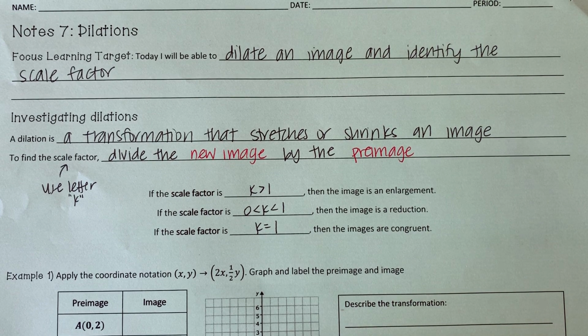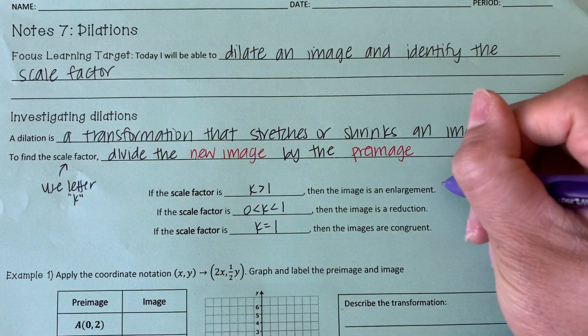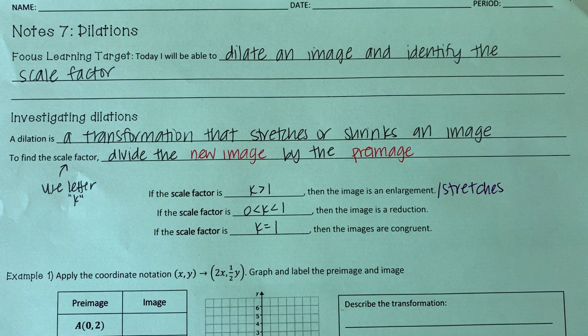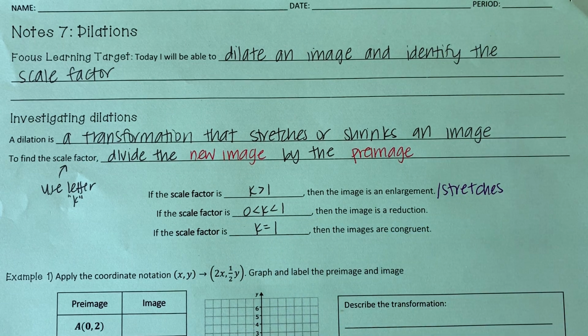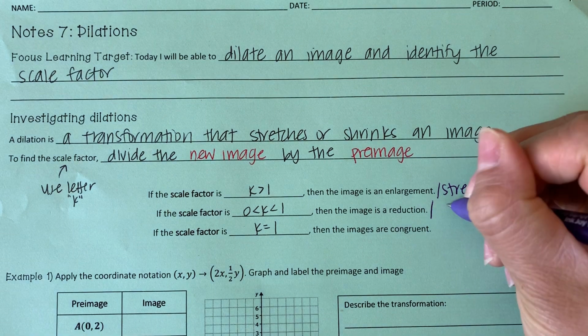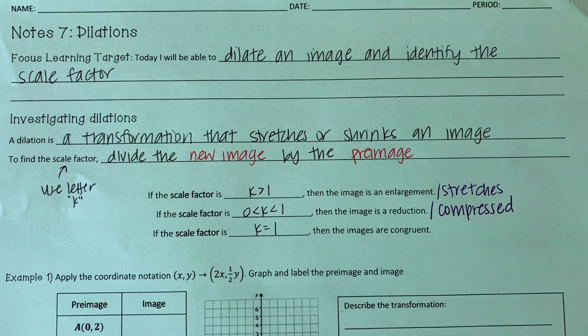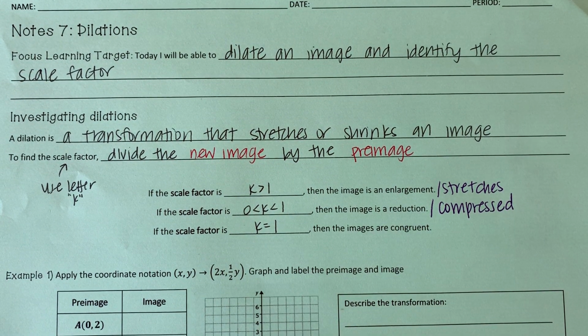If the scale factor is larger than 1, then that means the image is an enlargement. An enlargement, or it stretches or gets bigger. If the scale factor is between 0 and 1, that means that the image is a reduction. So it gets smaller or it's getting compressed. And then if the scale factor is just 1, that means the image is congruent, they did not shrink or stretch. So go ahead and pause the video, write down all of those definitions.